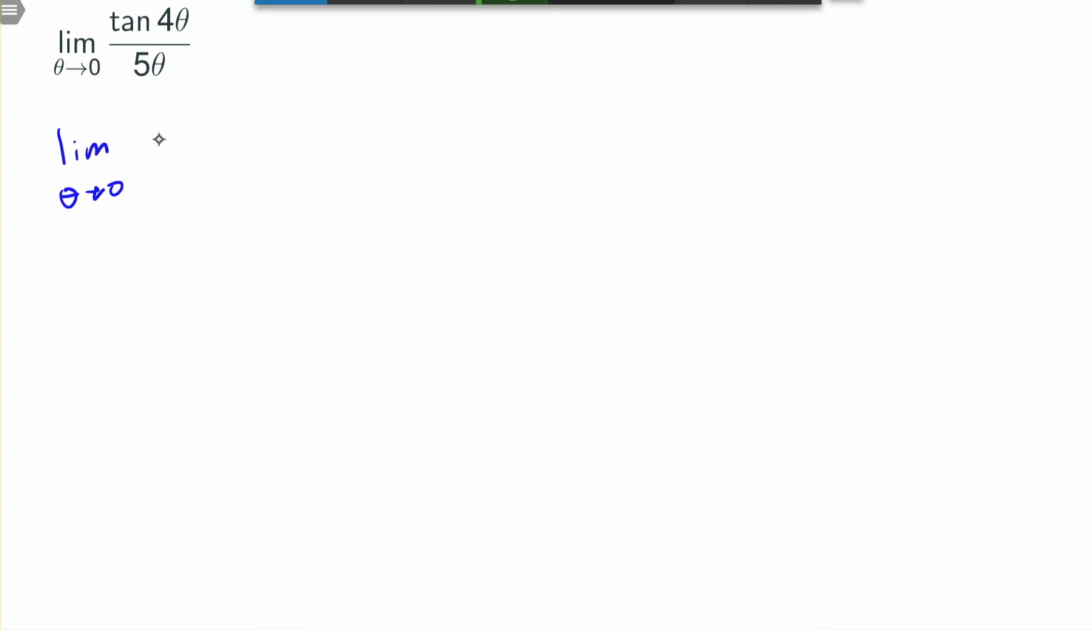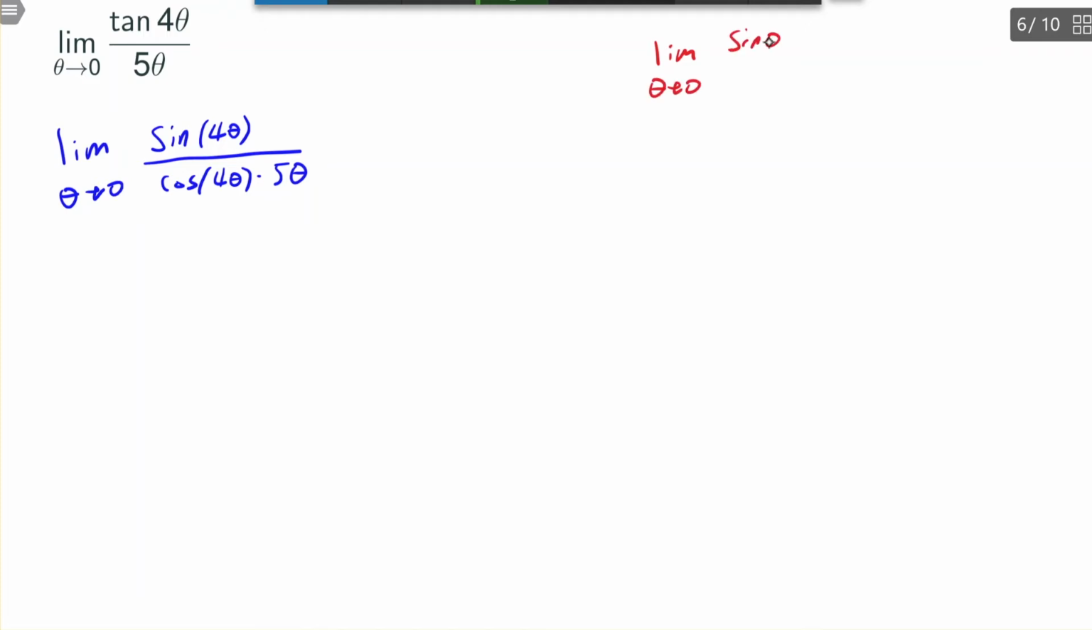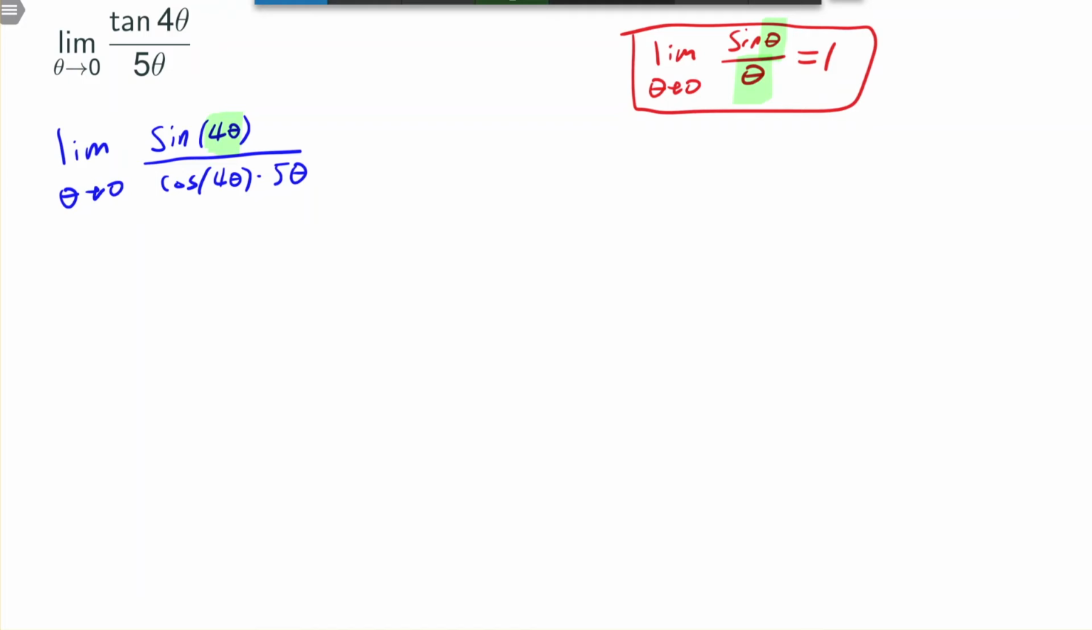So tangent 4 theta, I'm going to write it as sine 4 theta over cosine 4 theta times 5 theta, which was in the denominator. Now here we have to remember this special limit. Let me write it here as limit of theta goes to 0, sine theta over theta equals 1. So we have to use this one. But when we use this one, we have to pay attention to this argument. This argument for sine must be also the same as denominator. So since we have a 4 theta here, we should have 4 theta in the denominator to use this.